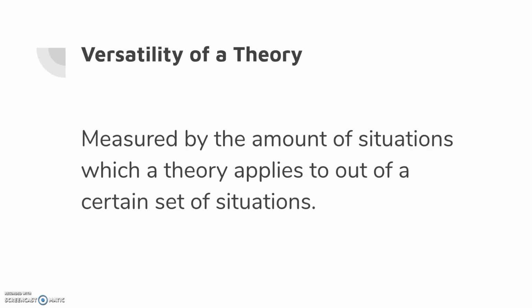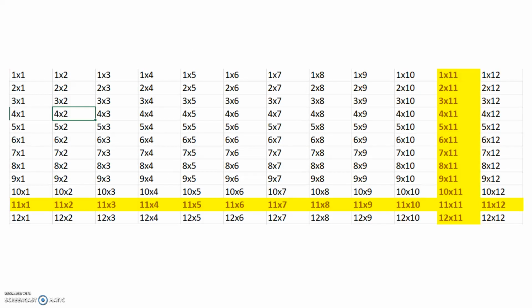The versatility of a theory is measured by the amount of situations which a theory applies to out of a certain set of situations. From this table, or a certain set of situations, it is apparent that the proper method of multiplication would have a versatility of 100% because it applies to all of the situations. But what would the versatility of the 11 multiplication trick be? Because there are 23 yellow cells out of the 144 cells, the versatility could be about 16%.